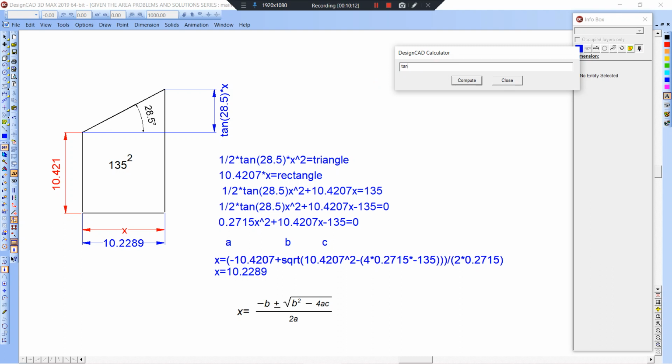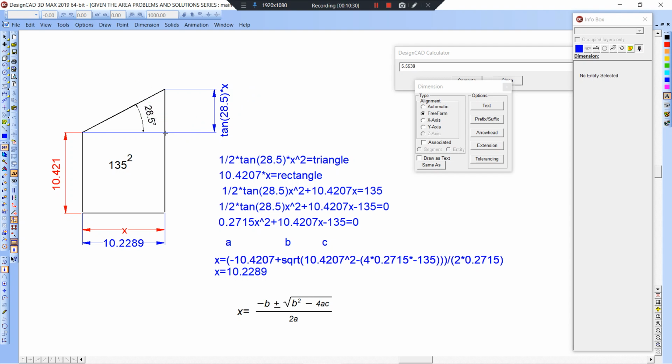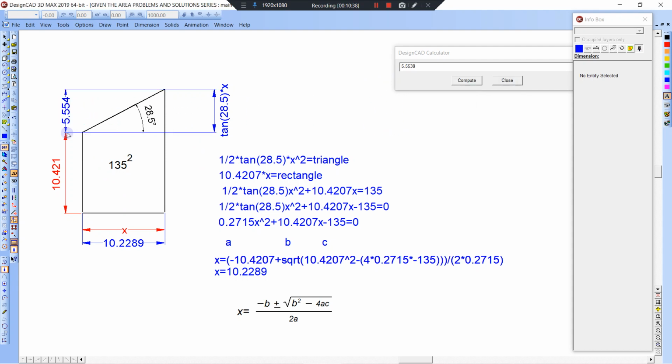Tangent 28.5 times 10.2289, enter. Get 5.554. Then that's how you solve that. So now you have the dimensions of this triangle. You can solve the diagonal easy. And that's pretty much an introduction. It's really the whole shebang.